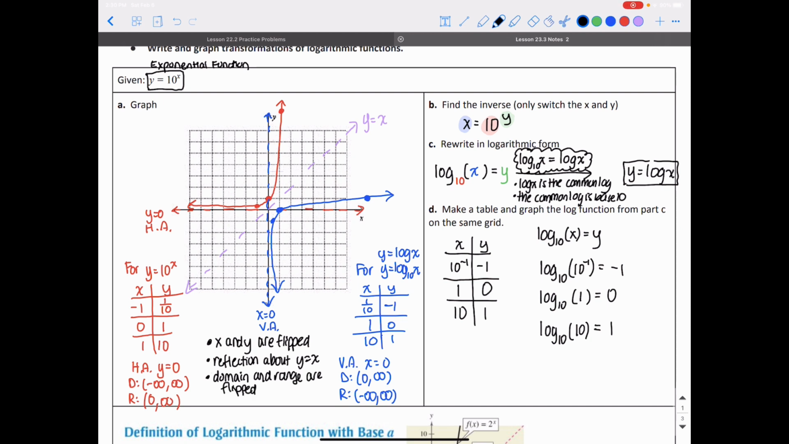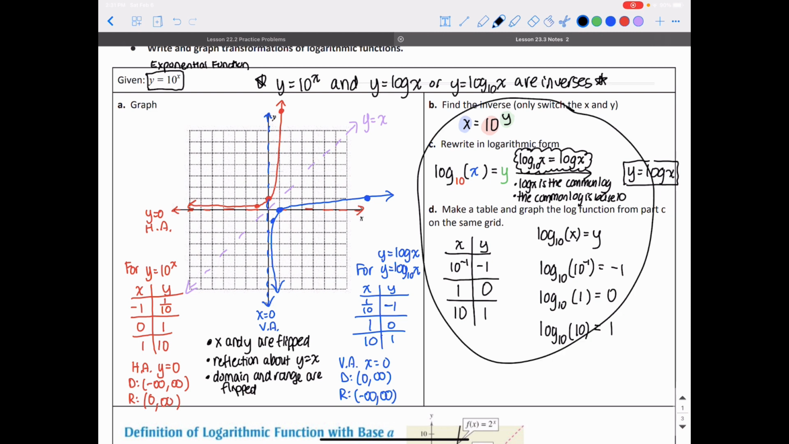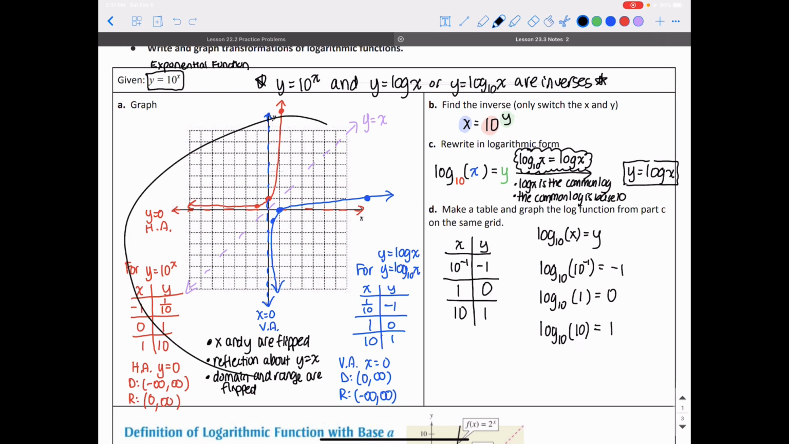And because of all of this, I know that, and I'm going to write it up here, y is equal to 10 to the x power, and y is equal to log of x, or log base 10 of x, are inverses, because all of those things are true. Even though I went through the steps and I know it's my inverse, I can see this also from the graph that I have here in the tables.